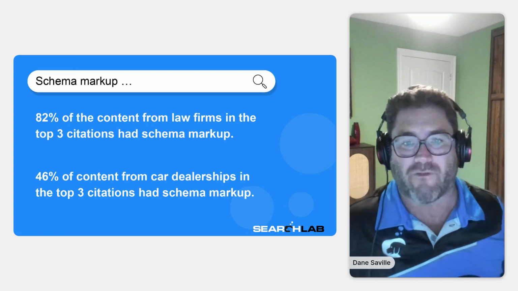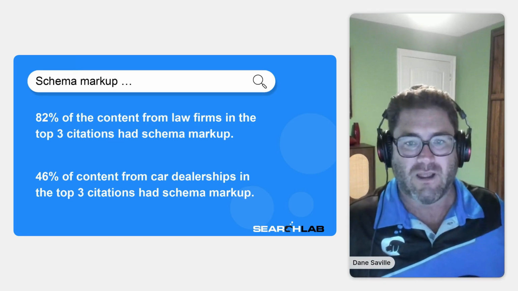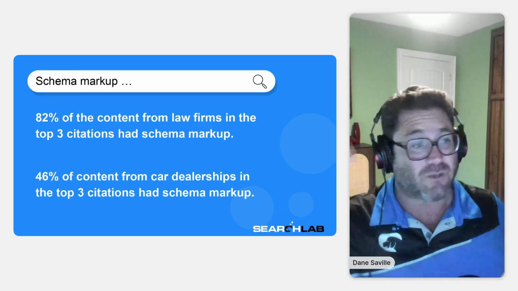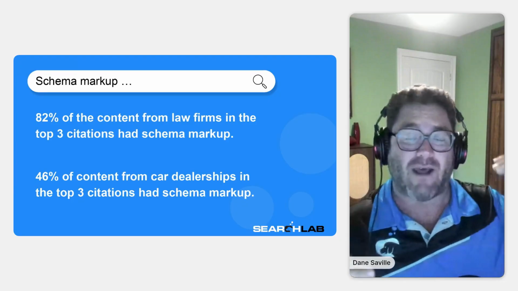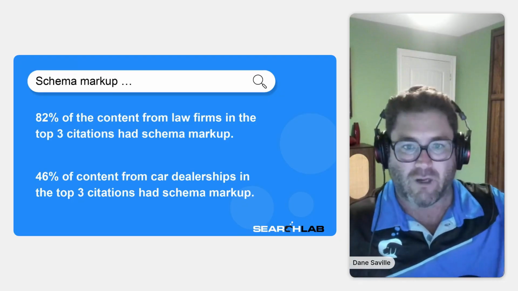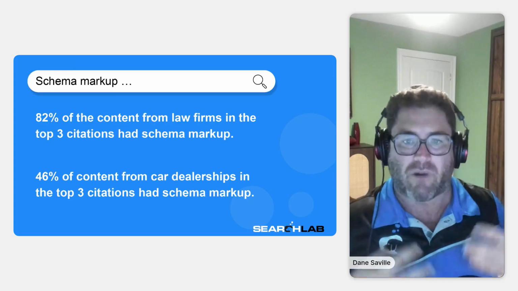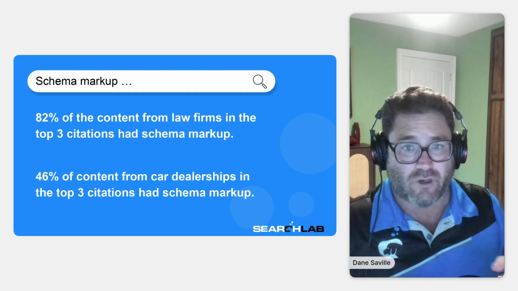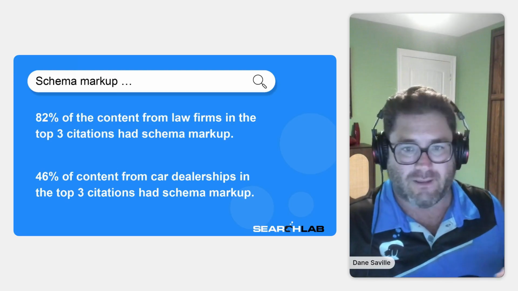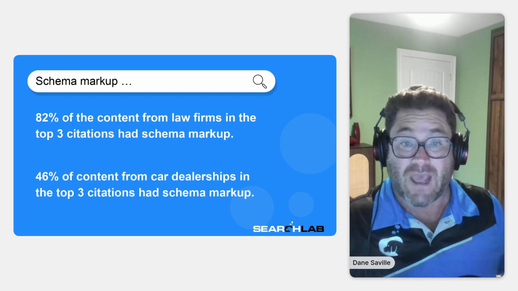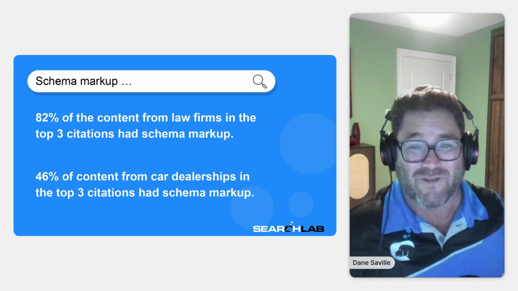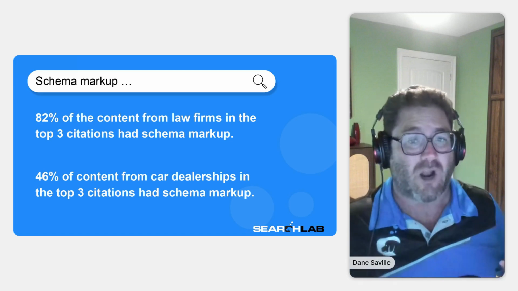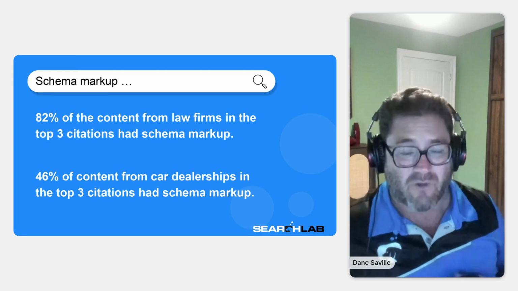So 82% of the citations for law firms had schema markup, 46% for car dealerships. So again, big variation between the two industries. And that might come down to the complexity of legal versus what information might be provided about vehicles. So do your own work within your own industry to look at those numbers. And that's why there's a part 2 to all of this. The tests we're conducting, we're going to see if schema has an influence in the content we're going to produce in the attempt to get some of our clients into AI overview.